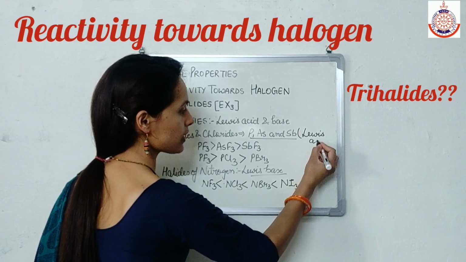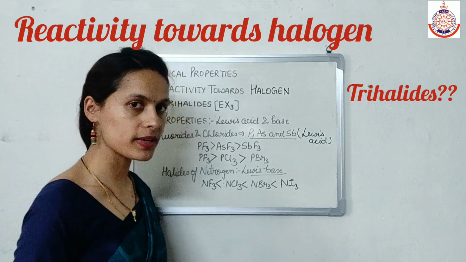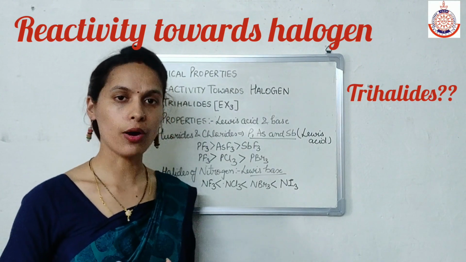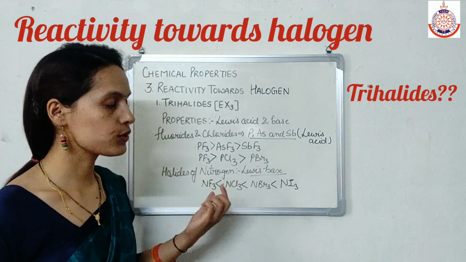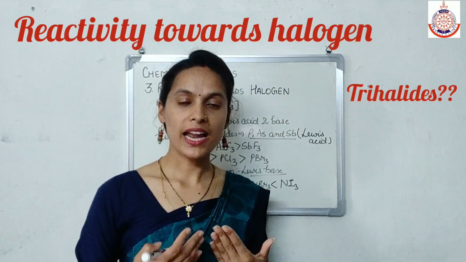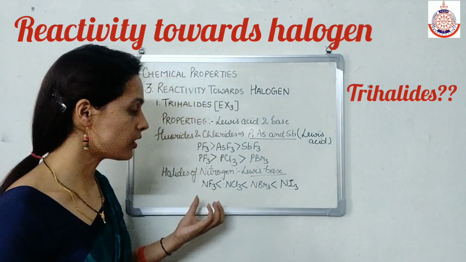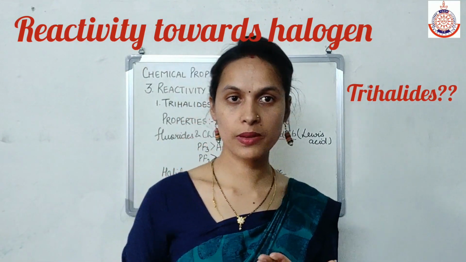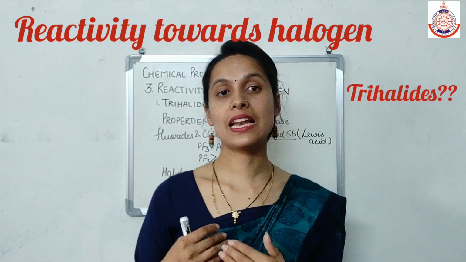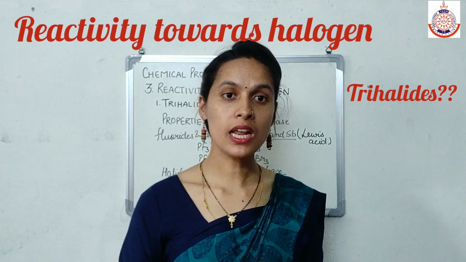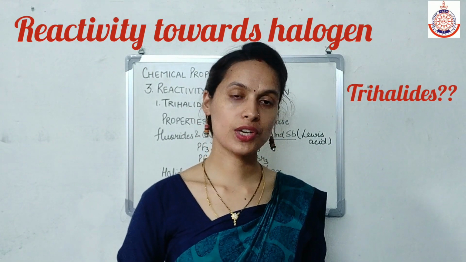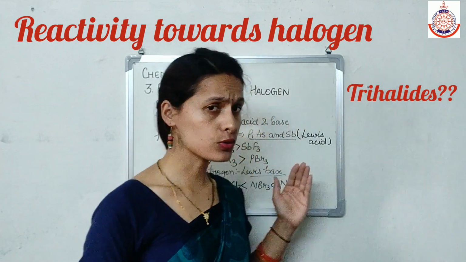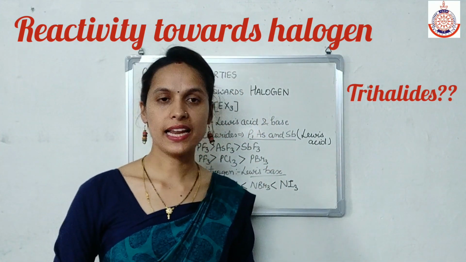Lewis base and Lewis acid character: fluorides and chlorides of phosphorus, arsenic and antimony act as Lewis acids. Why do they act as Lewis acids? Because they have vacant d orbitals, so they can easily accept electrons in those vacant d orbitals. And halides of nitrogen act as Lewis bases. Why? Because it has a lone pair and it can donate the lone pair, but with an increase in the electronegativity of the halogen, it becomes difficult for the nitrogen atom to donate the lone pair of electrons. So these are the properties of trihalides.